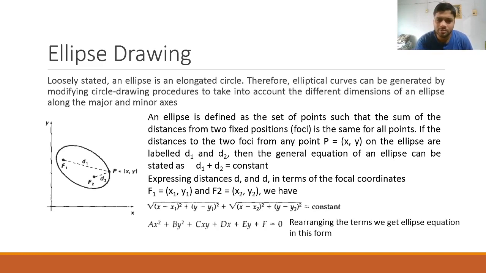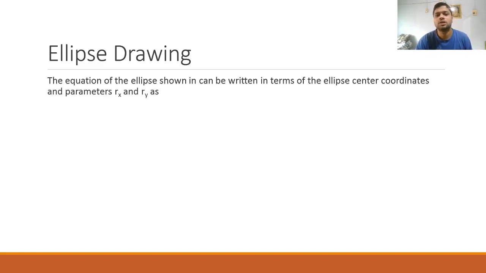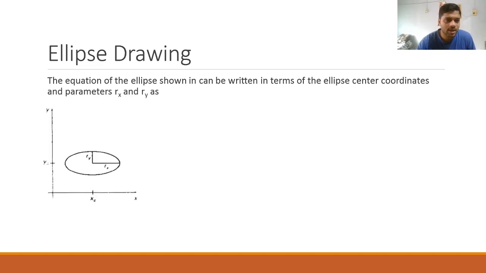So basically an ellipse is an elongated form of a circle, and that is why we can apply the methods which we devised in circle drawing algorithms, slightly modify them, and generate the ellipse on the graphical output screen. The equation of the ellipse can be written in terms of the ellipse center coordinates and parameters rx and ry. So rx and ry typically become my major axis and minor axis, and xc and yc are nothing but my center coordinates.